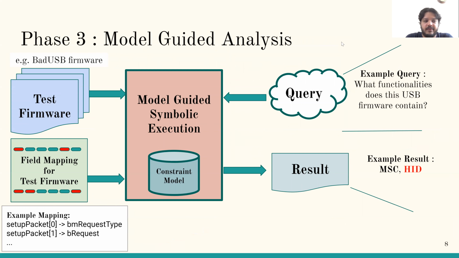At this time, the provided mapping from phase 2 can answer user provided queries. Our model guided symbolic execution utilizes our constraint model to answer these queries. Now, for an example firmware with bad USB, which conceals HID functionality in addition to its reported MSC, which is mass storage class functionality, to find out whether bad USB is malicious or not, we queried what functionalities this USB firmware contains. ProXray was able to tell us, in addition to MSC, it also contains HID functionality.